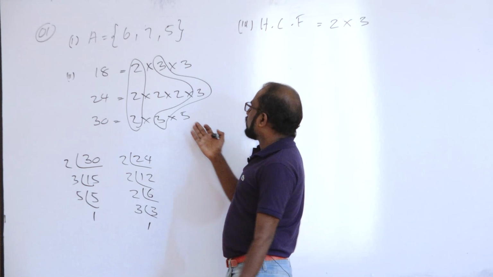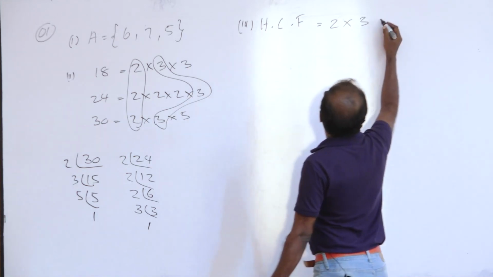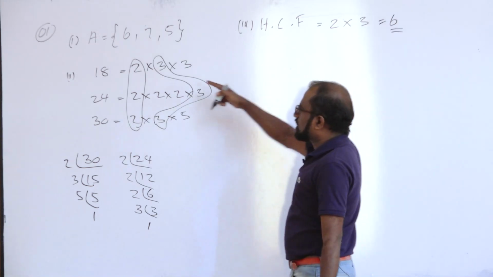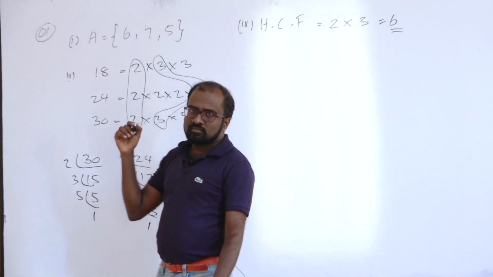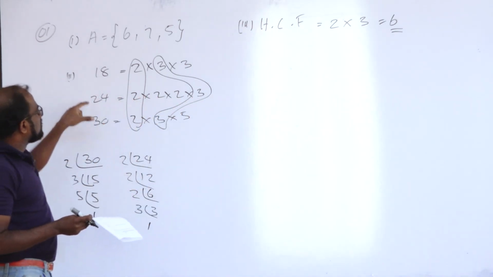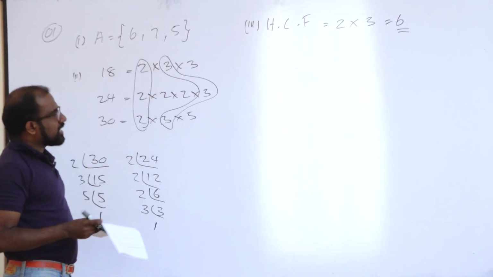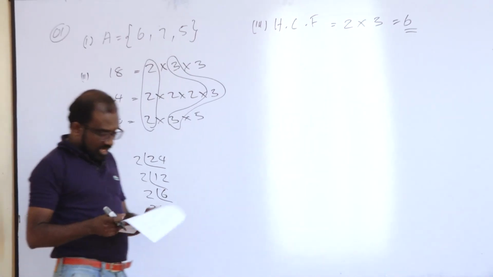Then can you take 5? No, here we have only 1 5. You don't have 5's here. So 2 times 3, what is the highest common factor of these three numbers? 6. That means the largest number you can divide all these three numbers. The highest number is 6. Highest common factor.